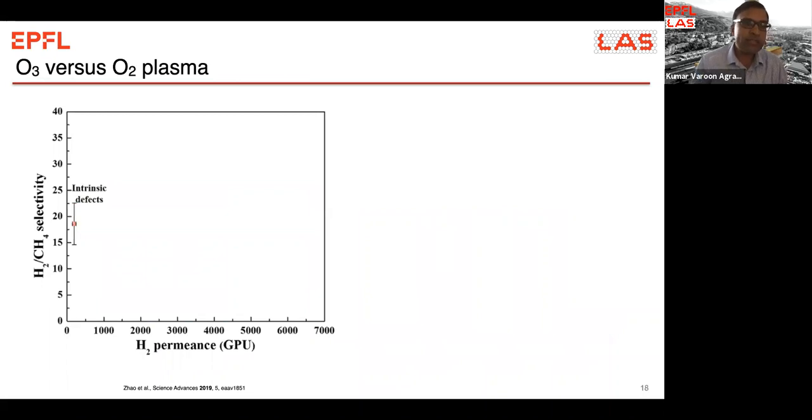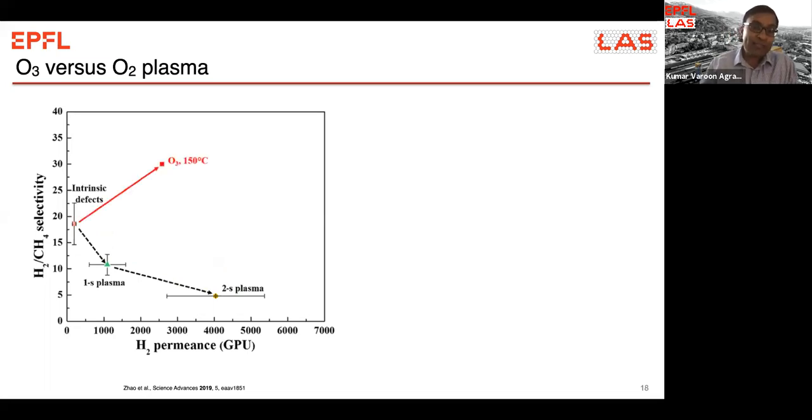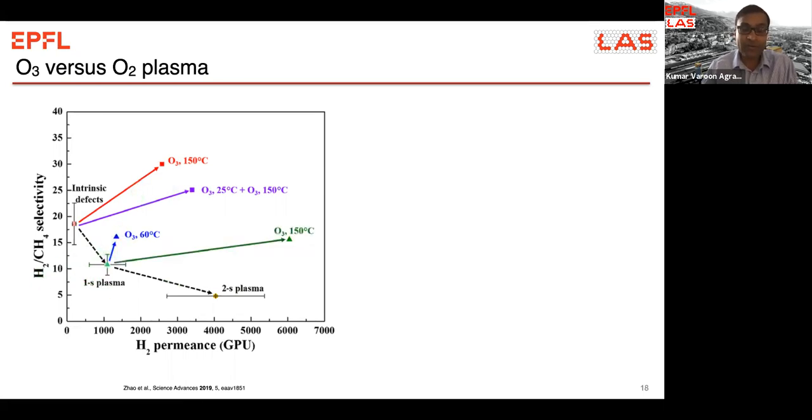We also looked at this in terms of comparing ozone versus oxygen plasma. Oxygen plasma is one of the common tools in this field. So once you start with the intrinsic defects and treat it with plasma, you would often see that the selectivity decreases and permeance increases, and if you again do a longer plasma treatment, the same thing happens, right? But if you do it with ozone, you see exactly a different trend. Both the permeance and selectivity increase no matter what temperature or what condition you use. Even after plasma, there is an increase in selectivity and permeance, right?